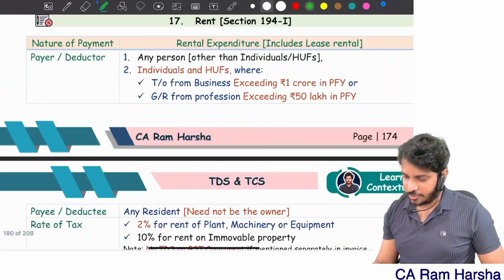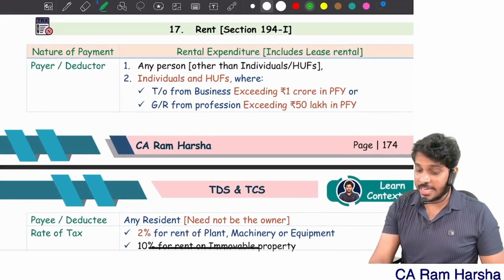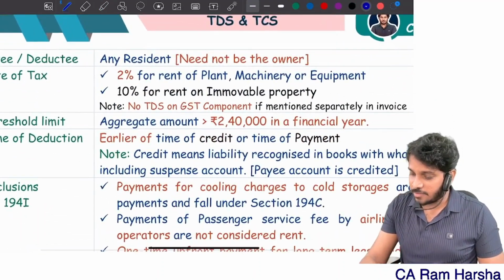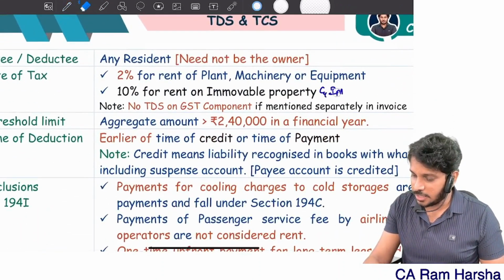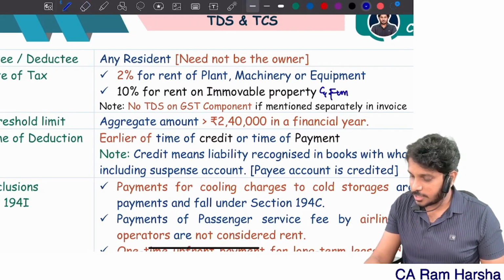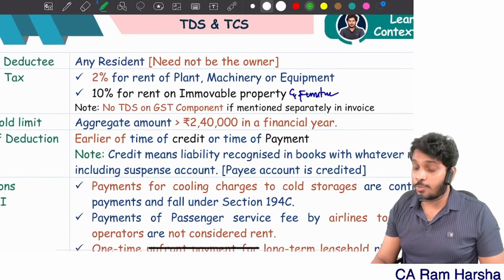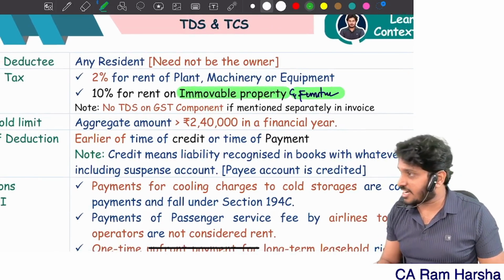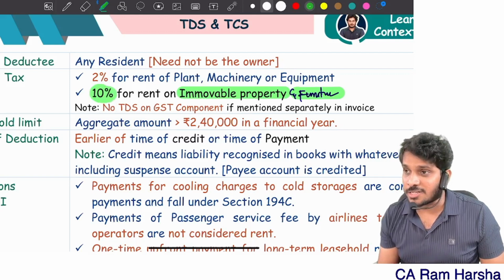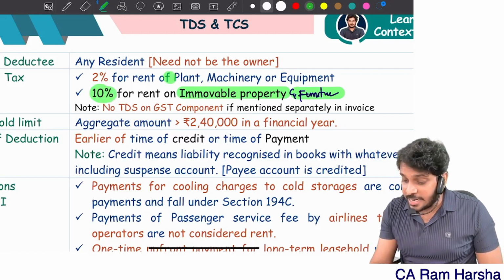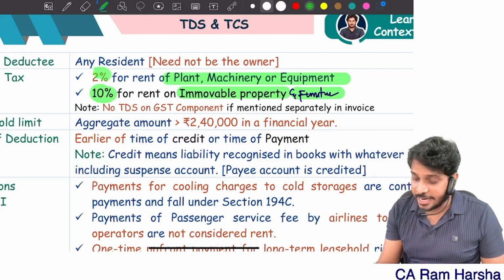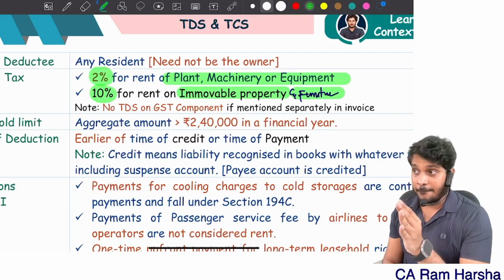194G is over, 194H is over. Now 194I. In 194I, just add one word: immovable property and furniture. What is that? Furniture. Getting it? Under 194I, you are paying rent for immovable property and furniture. TDS rate is 10%. You are paying rent for plant, machinery, equipment. TDS rate is 2%.